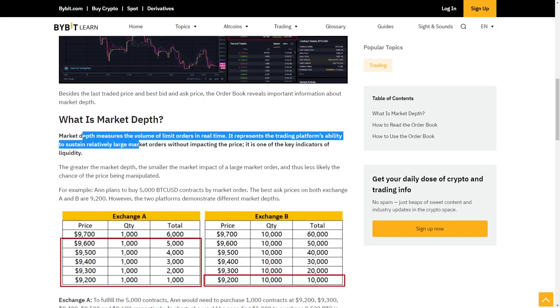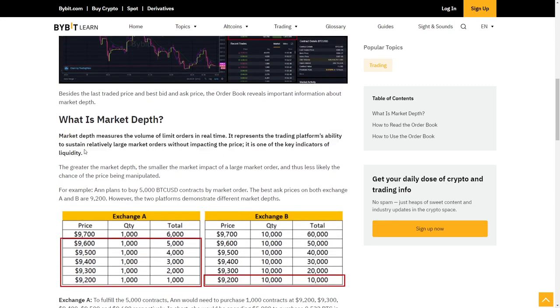So what is market depth? Market depth measures the volume of limit orders in real time. It represents the trading platform's ability to sustain relatively large market orders without impacting its price. Sorry if it's a bit confusing. Let's go over it again. It's one of the key indicators of liquidity.